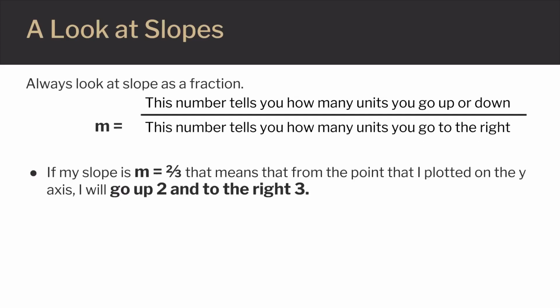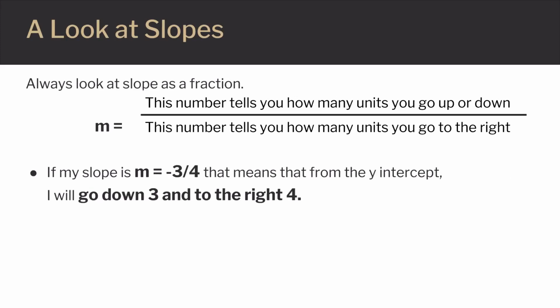If I have a slope of 2/3, that means that from the y-intercept I will go up 2 units and to the right 3. If my slope were -3/4, that means that from the y-intercept I will go down 3 units and to the right 4.